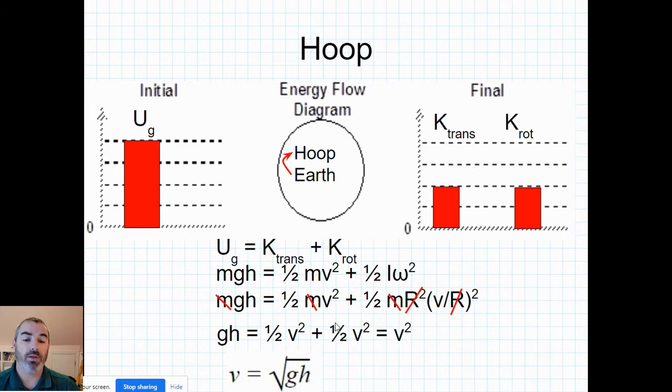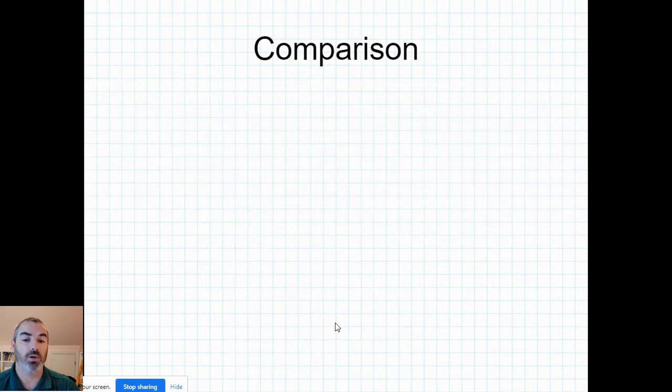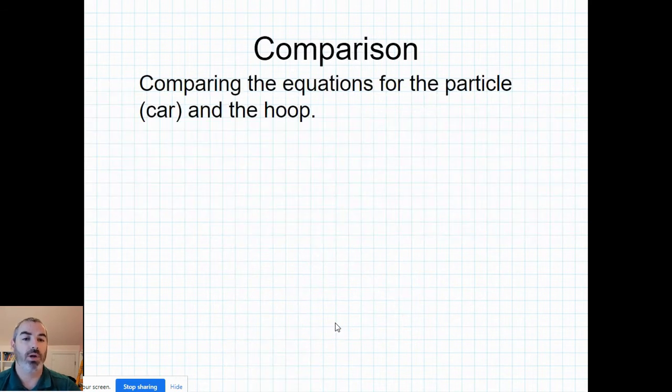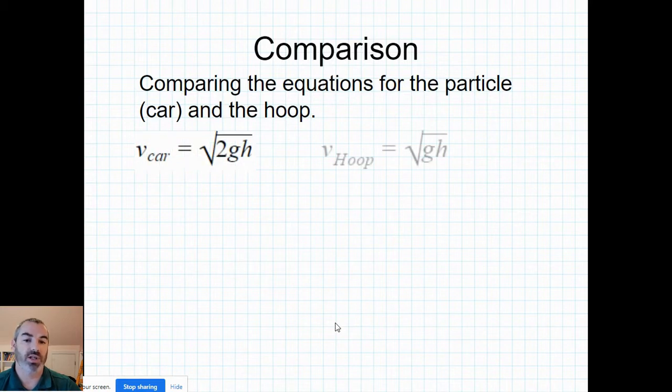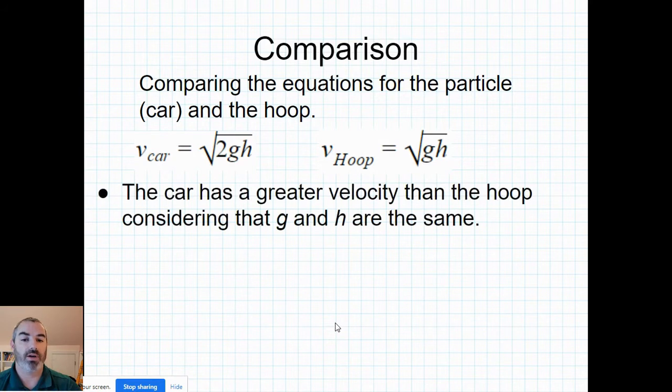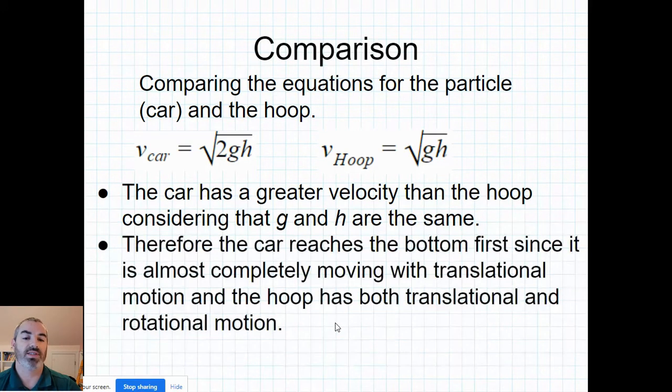So if we compare those, the particle or the car and the hoop, we see that the velocity of the car is equal to the square root of 2gh, and the speed of the hoop is equal to the square root of gh. The car has a greater velocity than the hoop, considering that g and h are the same. Therefore, the car reaches the bottom first, since it's almost completely moving with translational motion.